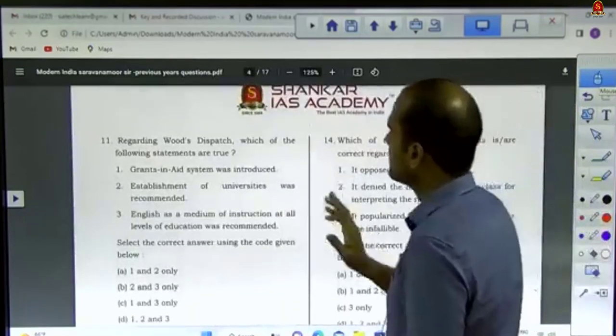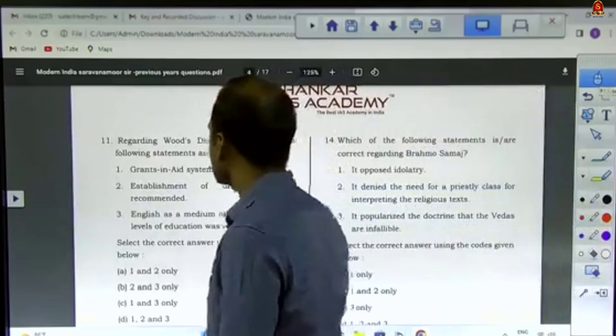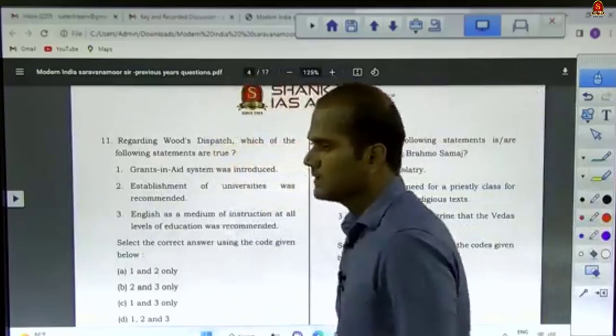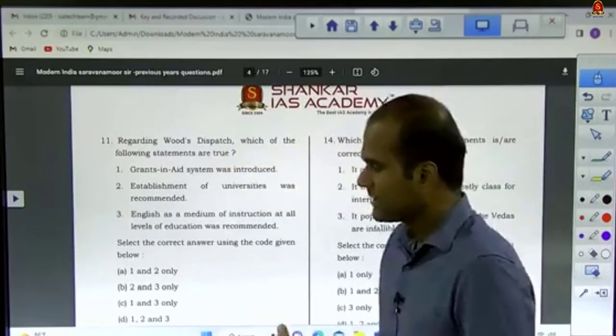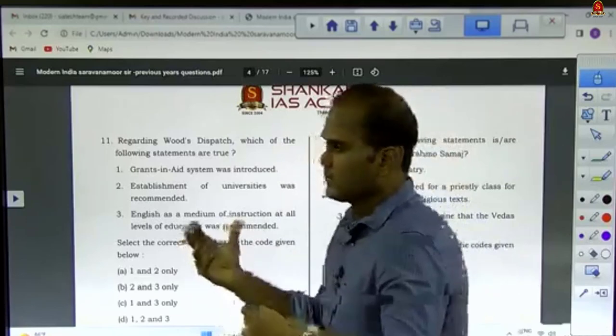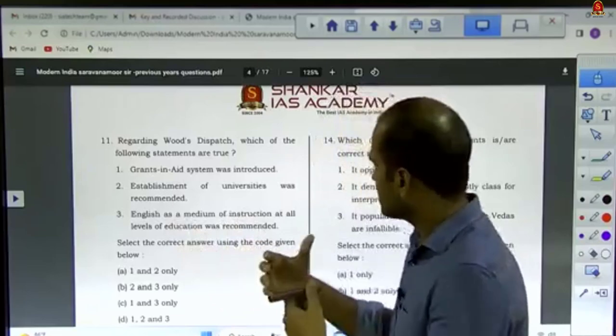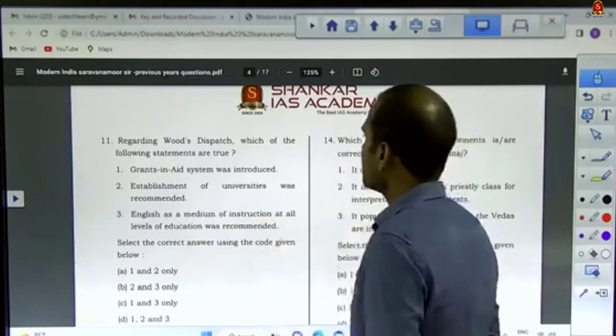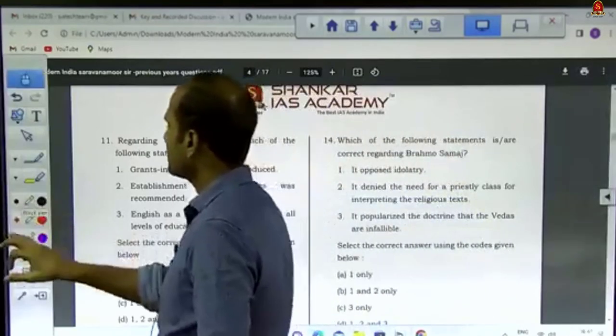Next, come to the 11th question regarding Woods Dispatch. Why Woods Dispatch, you ask? It is considered to be the Magna Carta of the English education system. A lot of recommendations were given, and almost all of them were accepted by the government and implemented. That's why it's called the Magna Carta.